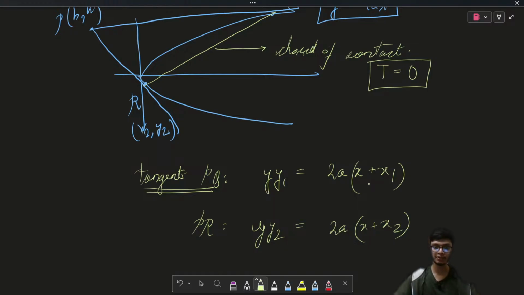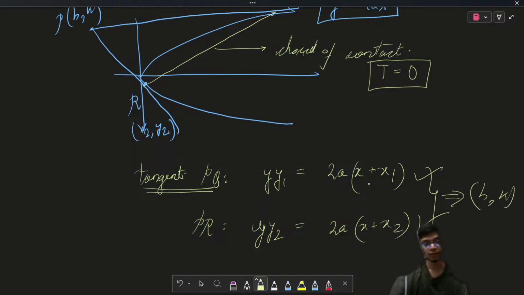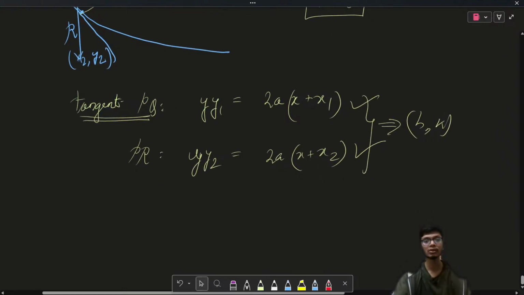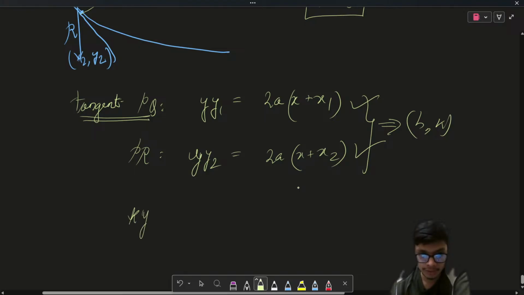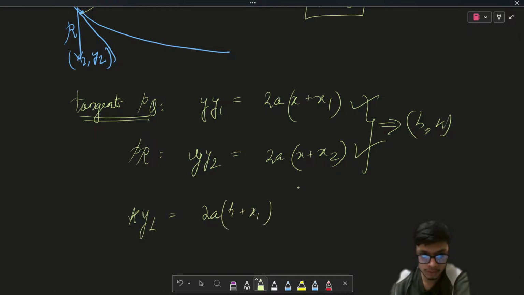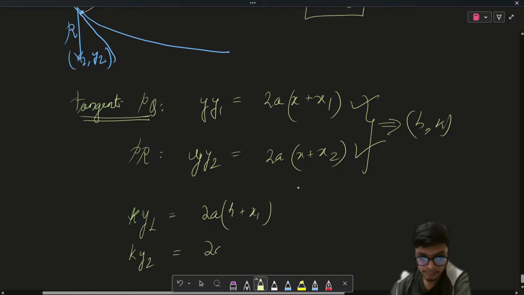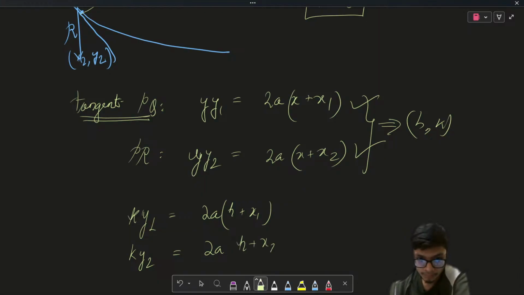Now since h comma k is passing through both the lines, both the lines would satisfy the coordinate h comma k, right? So if I substitute h comma k, because I want to find out x2 y2 and x1 y1 so that I can draw the equation of the chord, the result is going to look like this, right?